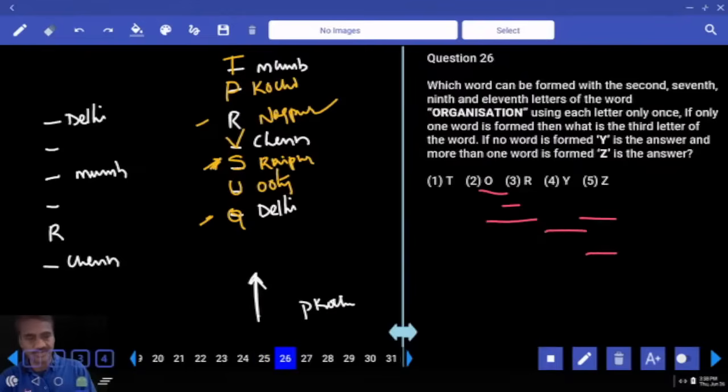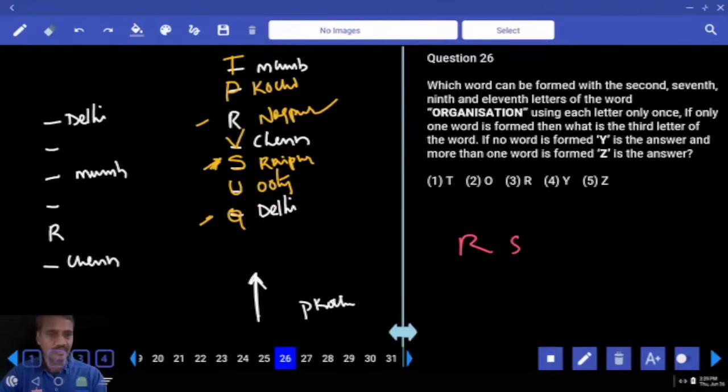Now this is from 21 to 25. Then coming to question number 26, word formation. Now in this word formation, tell me what are the letters we have? 2, 7, 9 and 11. Now 2, 3, 4, 5, 6, 7. The 7th letter is there, no? And 2, 7, 9 and 11.